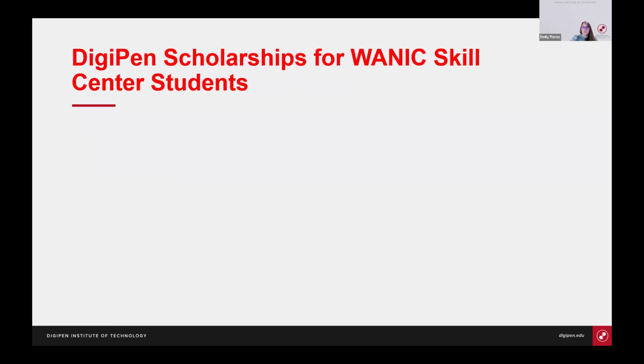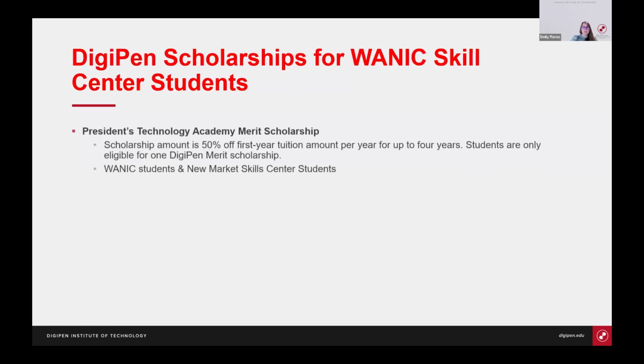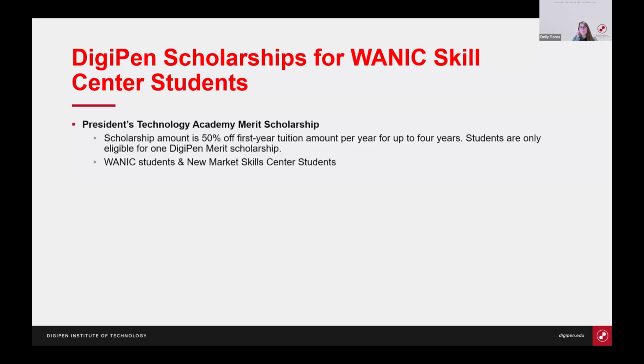All right, so next we'll focus in a little bit more on some specific scholarships for our WANIC Skill Center students. So first, that President's Technology Academy Merit Scholarship that I mentioned. This scholarship is 50% off the first year's tuition amount per year for up to 4 years. So the amount is calculated based off of the first year tuition, but then it is a 4-year scholarship total.